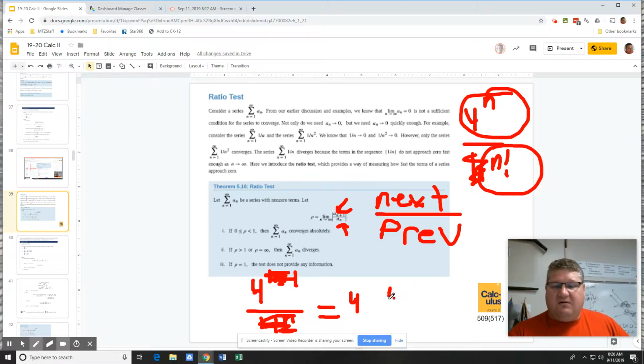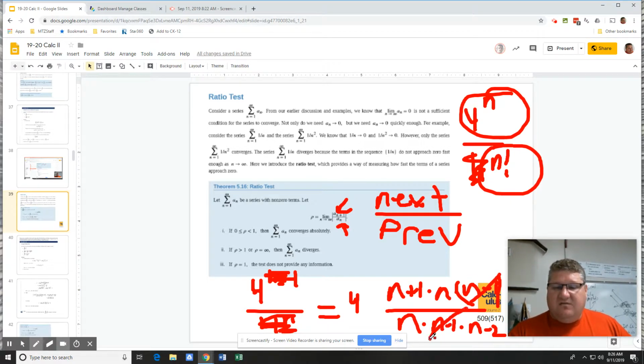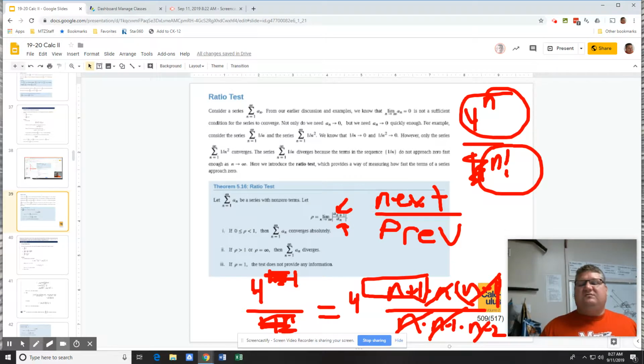Now let's talk factorials. N plus 1 factorial over n factorial means I have n plus 1, n, n minus 1, n minus 2, and keep going on top, and over here I have n, n minus 1, and so on. You're like, wait a minute, this and this cancel out, this and this cancel out. In fact, the only thing that doesn't cancel out is n plus 1. So you take something that is otherwise infinite and really wild and make it super simple.